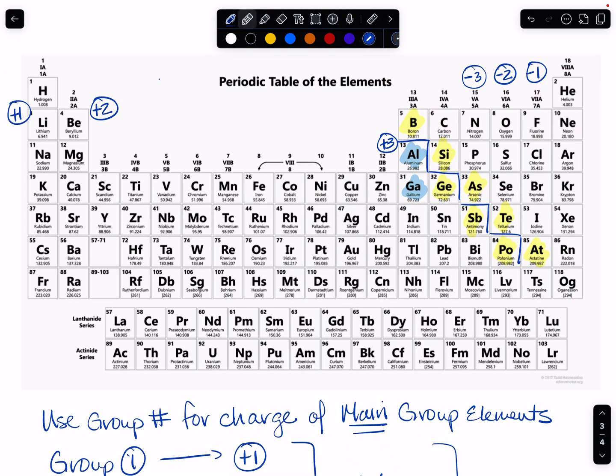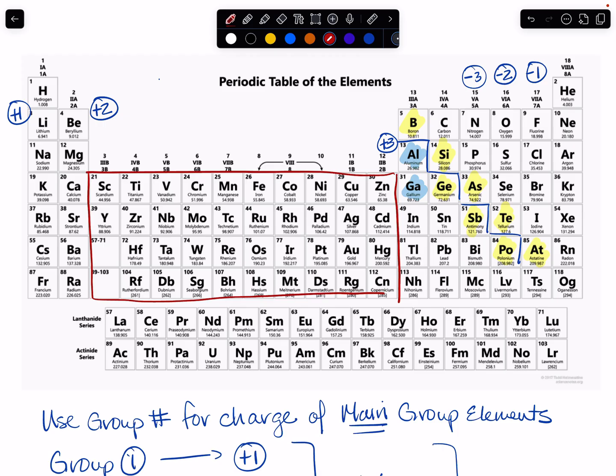Now what we've got is the middle of the table. So this piece of the periodic table. This part of the table is known as the transition metals. And this is where a lot of our multivalent metals reside. So it's not as easy as knowing what group they are in to know the charge. So you're not going to be able to do that like you can with the main group elements.